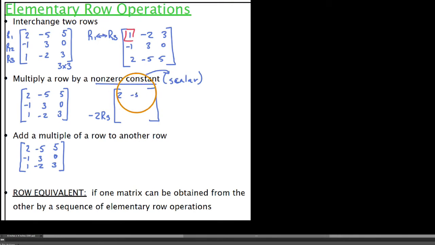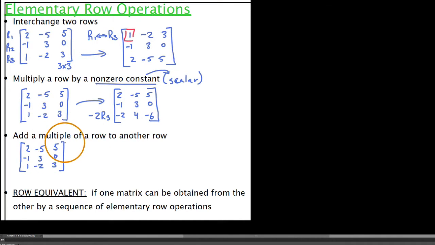So the nice thing about matrices is you don't have to rewrite, say if you're working with systems, all the letters in the system. You can just write these values here. And if I negative doubled the third row, I get -2, +4, and a -6 here on the third row. But this would be our new row equivalent matrix to the original here.